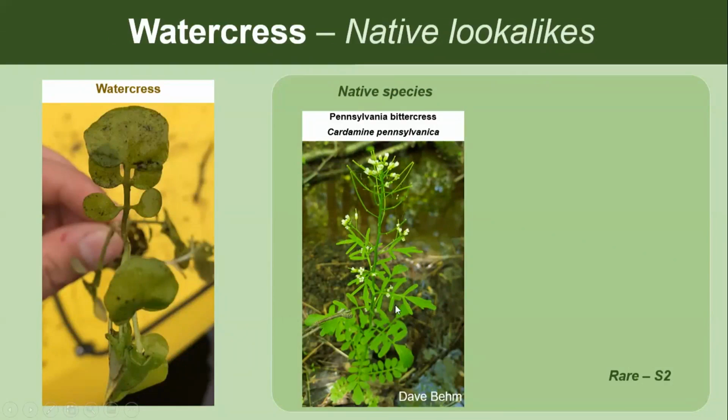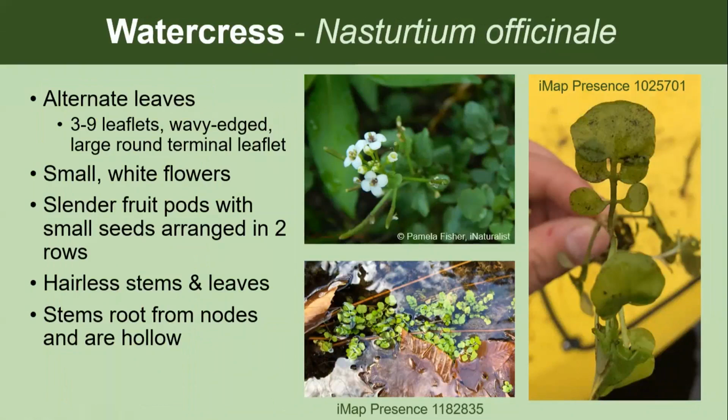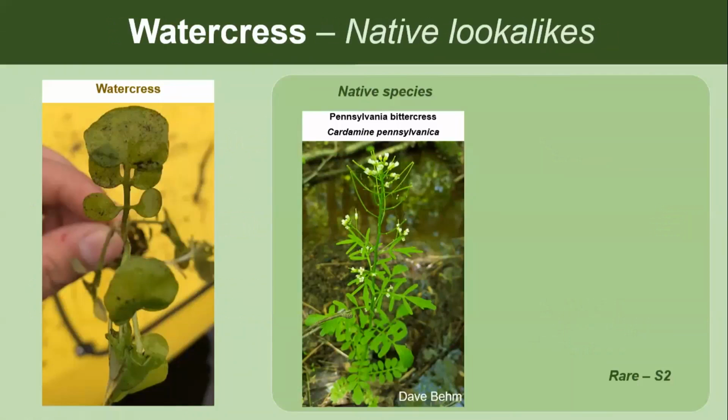So you can see, especially near the top, they're very long and thin as opposed to the rounded look with watercress. And also they can have a lot more leaflets. So watercress is in the 3 to 9 range, but on this Pennsylvania bittercress, you can see there can be much more. So this one on the bottom here has 2, 4, 6, 8, 10. I'm seeing maybe 11 leaflets. So that's how you know that that's not watercress. So that's probably the most common one that would cause confusion.